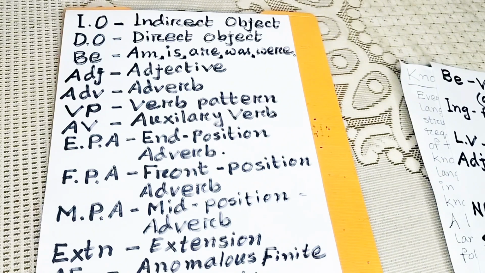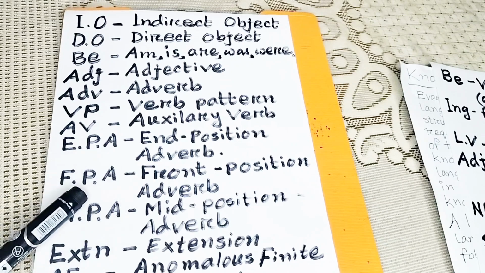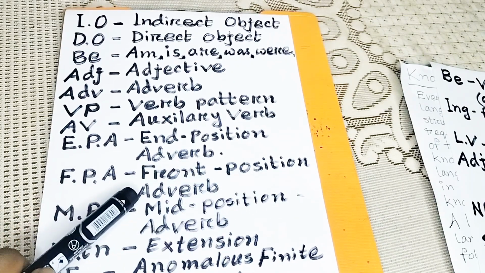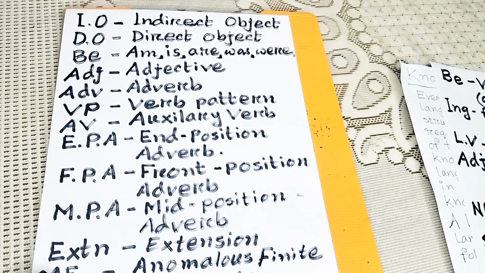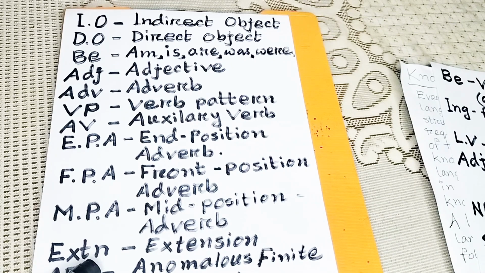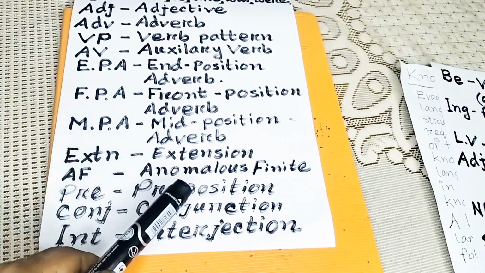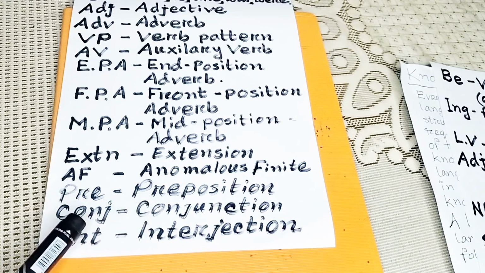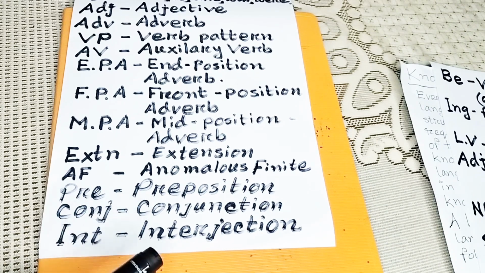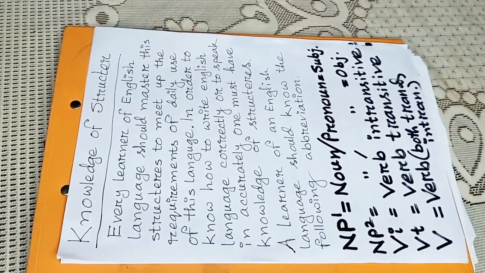Now the next one, EPA, end position adverb. FPA, front position adverb. MPA, mid position adverb. EXTN, that means extension. AF, what do you mean by AF? Anomalous finite. PRE, preposition. CONJ, conjunction. INT, interjection. It's okay, my dear viewers. Now you can take a screenshot to understand it clearly.